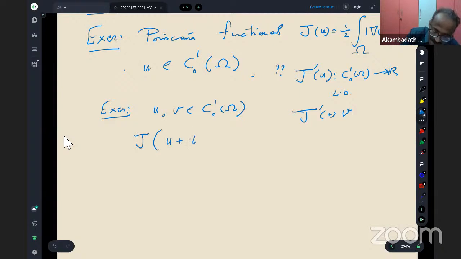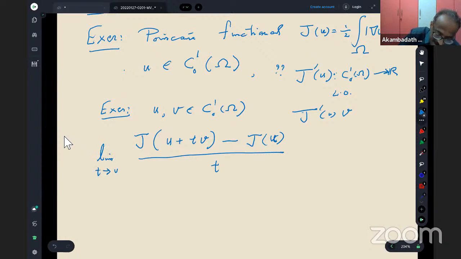This is how you do your first step of computation, some crude way of doing it. If you want to get a Taylor series expansion, what do you do? You perturb it and then find the quotient and the limit. J of U plus tV minus J of U by t as t tends to 0. That's excellent. This is a straightforward computation. You don't have to worry, it's not very complicated. Write down this J of U plus tV, which is an integral, and you can expand it and compute it, so it's a two-step thing.